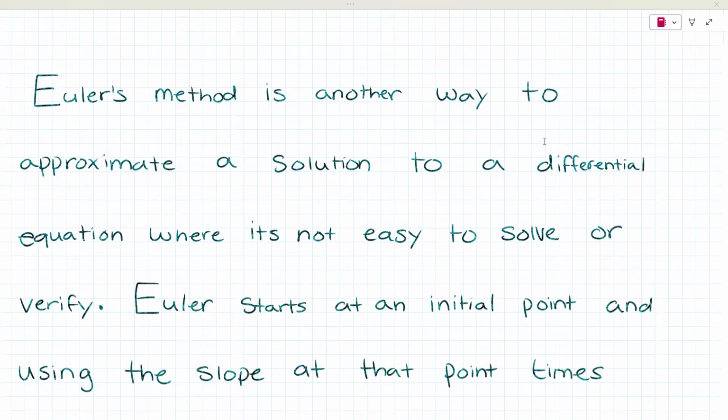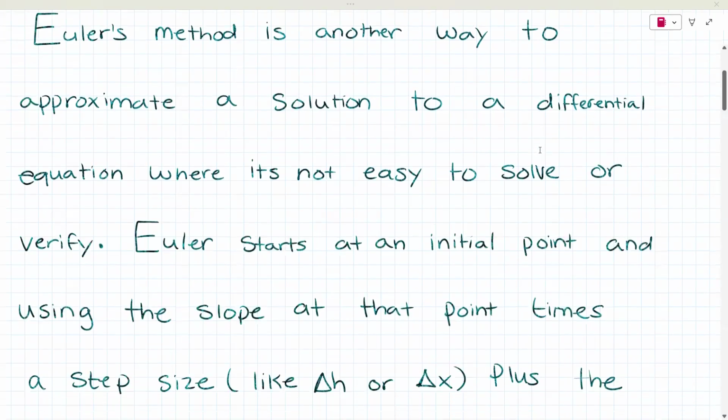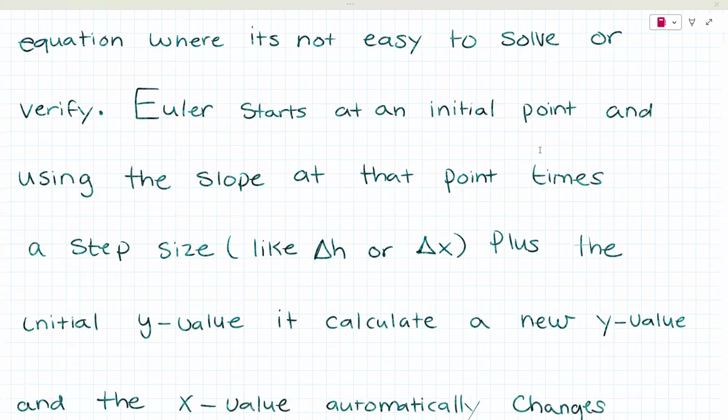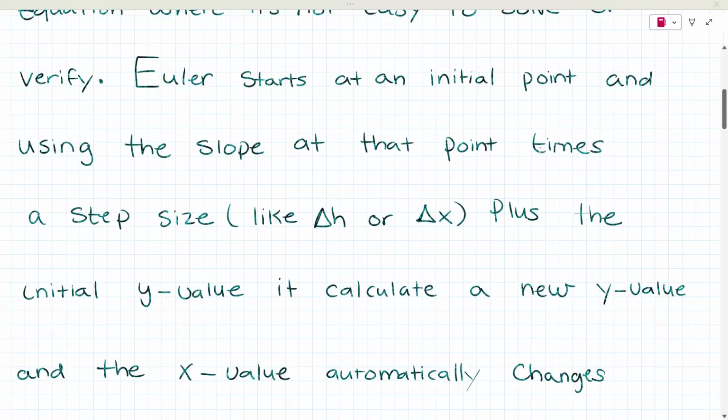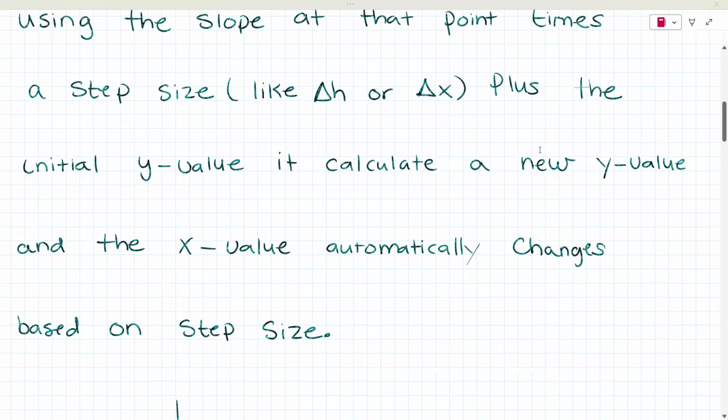verify. Euler starts with an initial point, and using the slope at that point times the step size, delta h or delta x, plus the initial y value, it calculates a new y value, and the x value automatically changes based on the step size. So this is all about approximating.